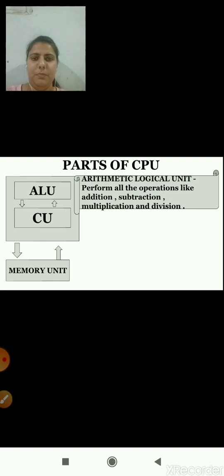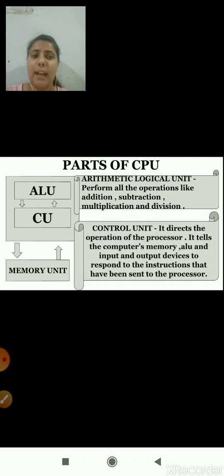CU. It directs the operation of processor. It tells the computer's memory, ALU and input and output devices to respond to instructions that have been sent to the processor. In other words, we can say that the CU means control unit that controls and manages all the other parts of the computer.